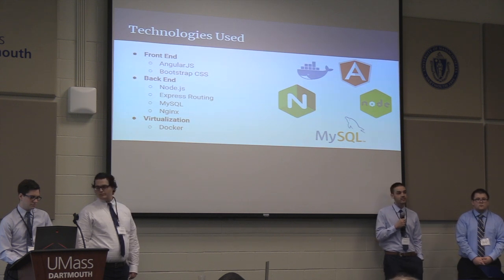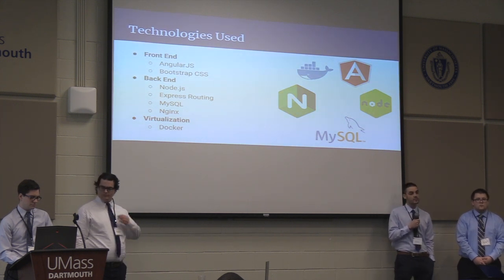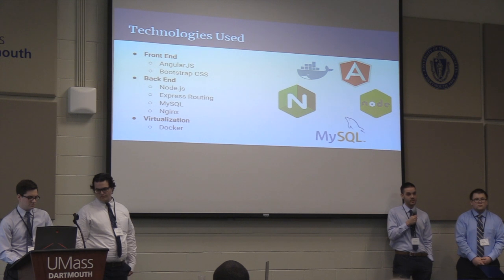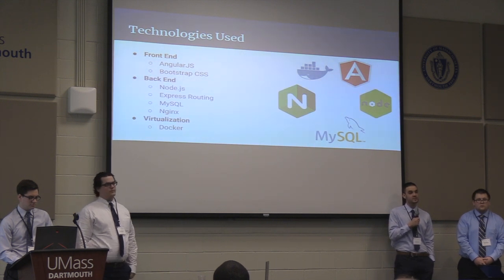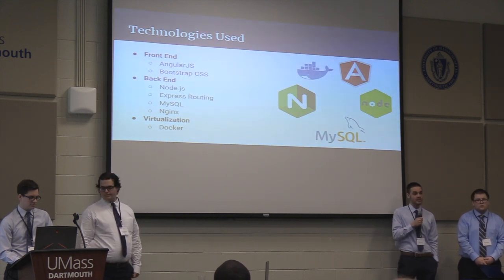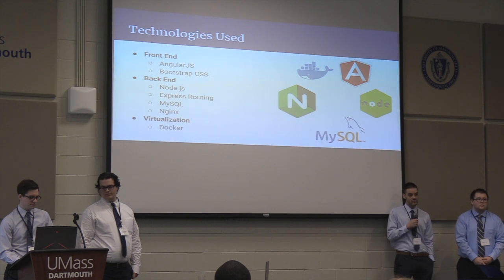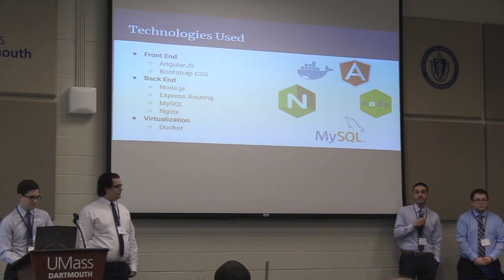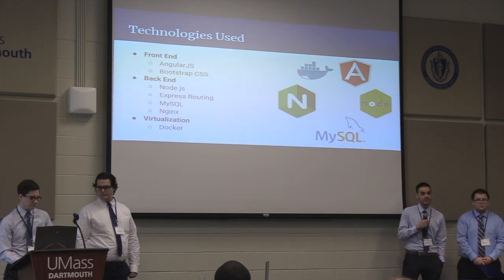So for the technologies that we use throughout development, for our front end, we use an AngularJS JavaScript controller. We use Bootstrap CSS for our stylings. For our back end, we use a Node.js server paired with Express routings. We use a MySQL database. And we also use an Nginx reverse proxy to allow multiple containers to attach to the same port simultaneously. As stated before, we did use Docker for virtualization.